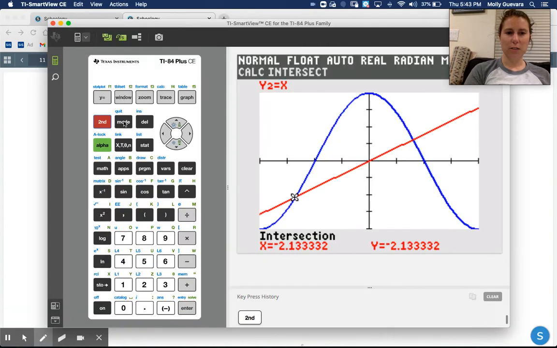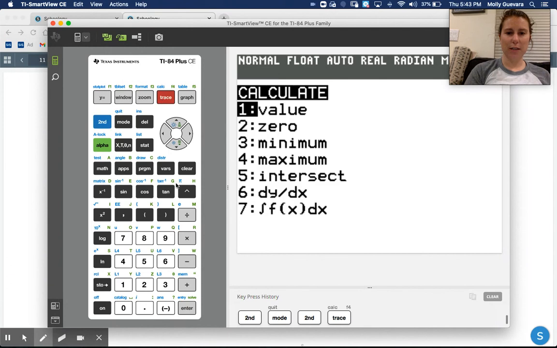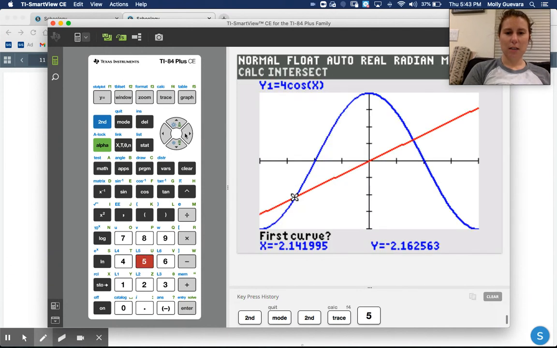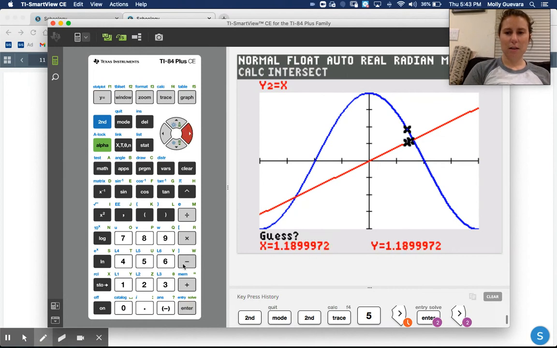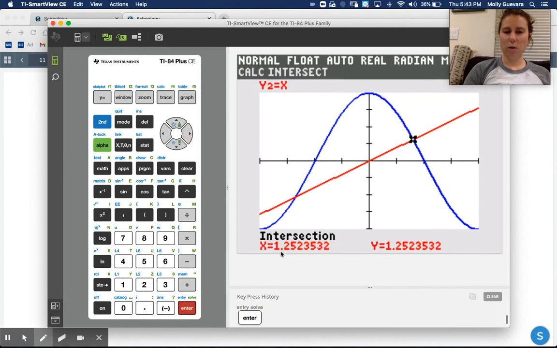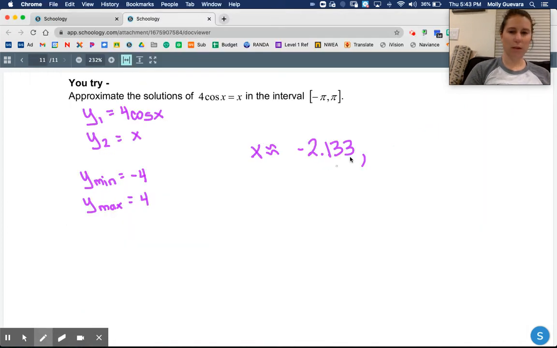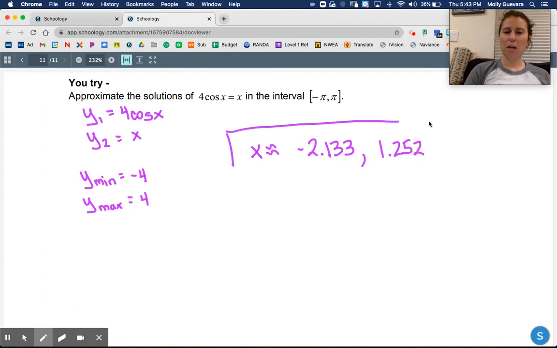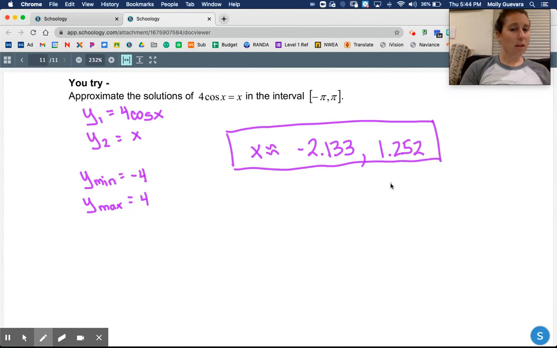So second trace, intersect. Now I'm going to go up here. Yes, yes. And then yes on the guess, and I have 1.252 for the second one. 1.252. And again, I used approximately because I am rounding those answers. They're not exact. Whew, okay, hopefully that makes sense, you guys. I know that that was a long one.